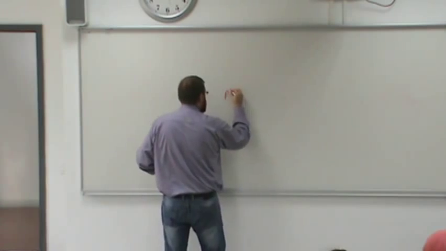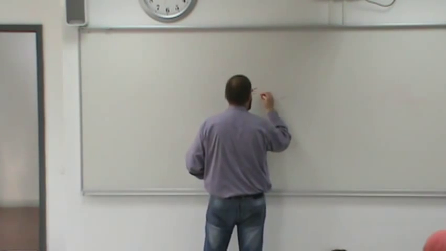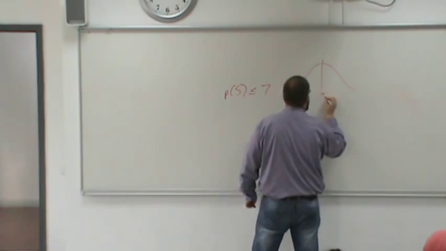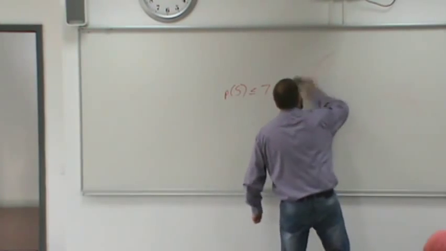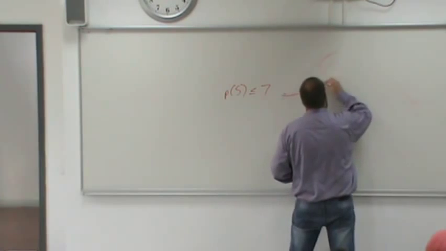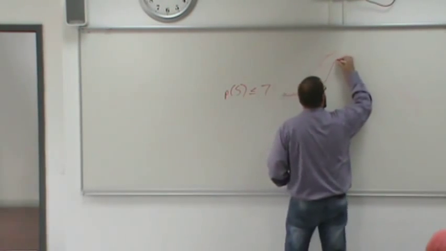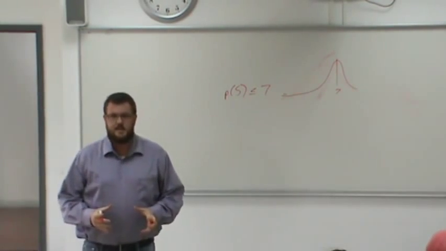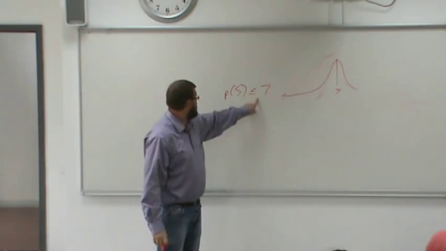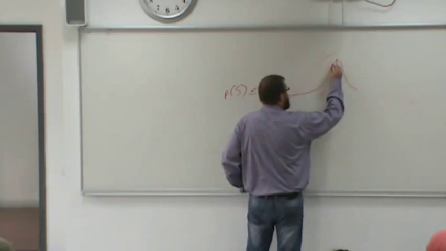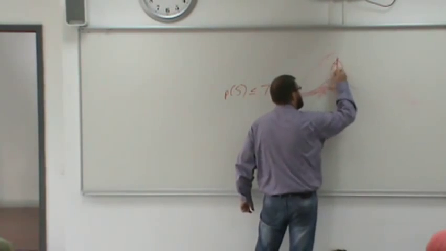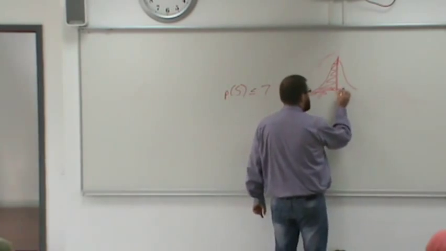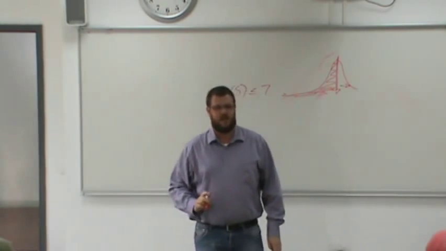Now, if we say that probability of success is less than or equal to 0.7, and we have our distribution, and let's say this is 0.7, it's been shifted. Let me draw a non-symmetric distribution. Something like that. 0.7 is there. Now we're only going to want to reject the null if the evidence suggests that this is false. So if we're saying that the probability is less than or equal to 0.7, that's saying that the probability is somewhere in here or on this line. So we're only going to reject the null if the probability is on this side and statistically significant.